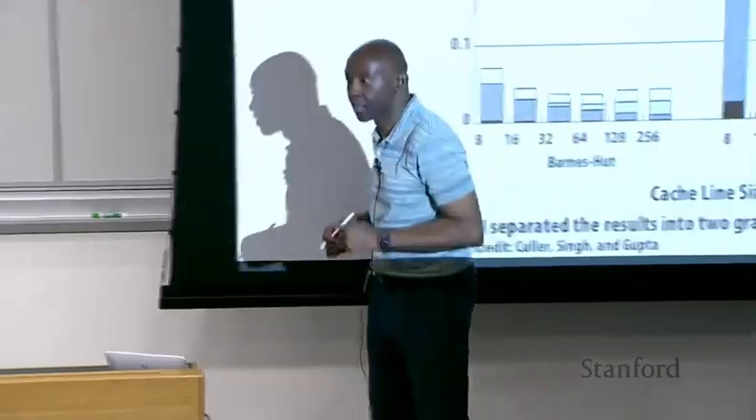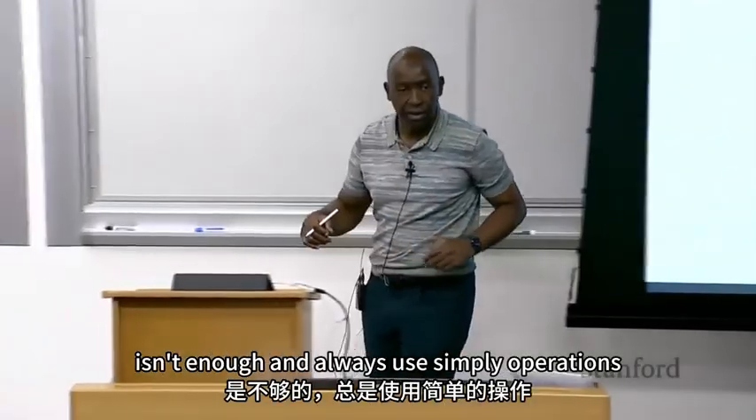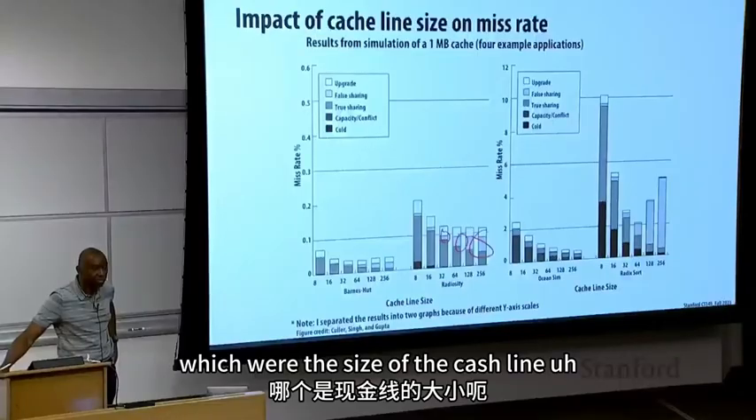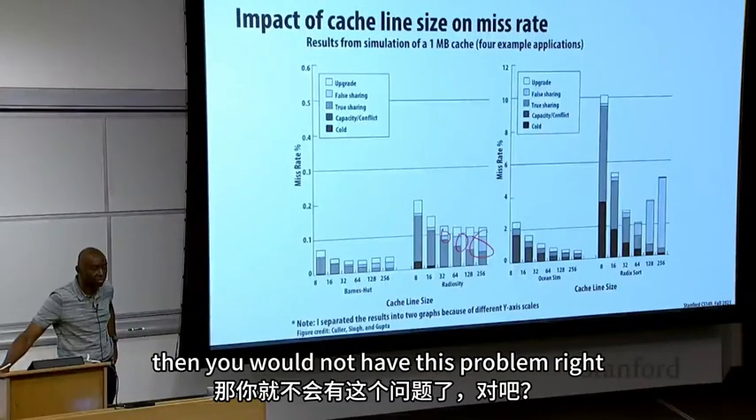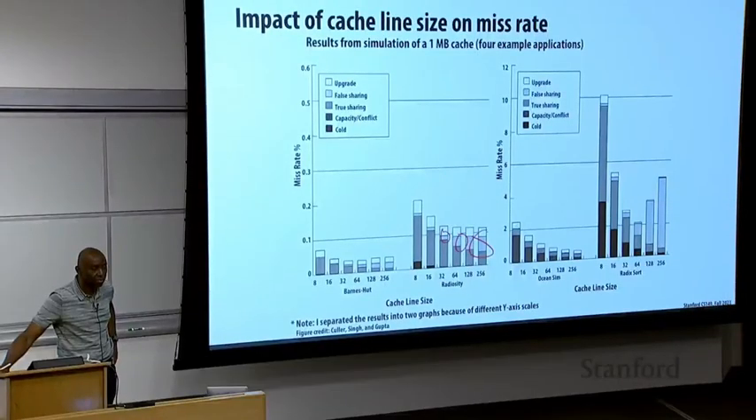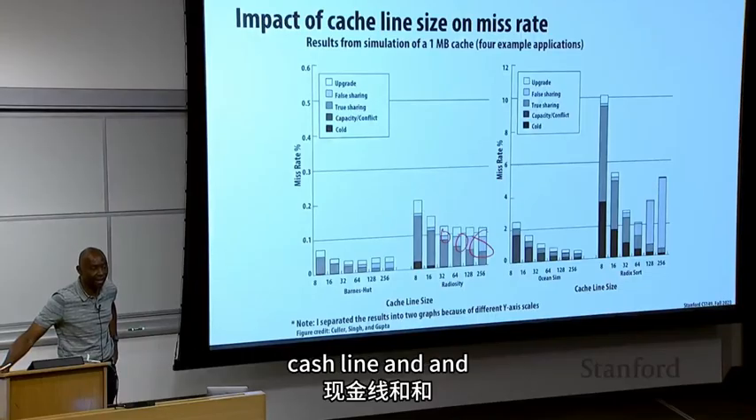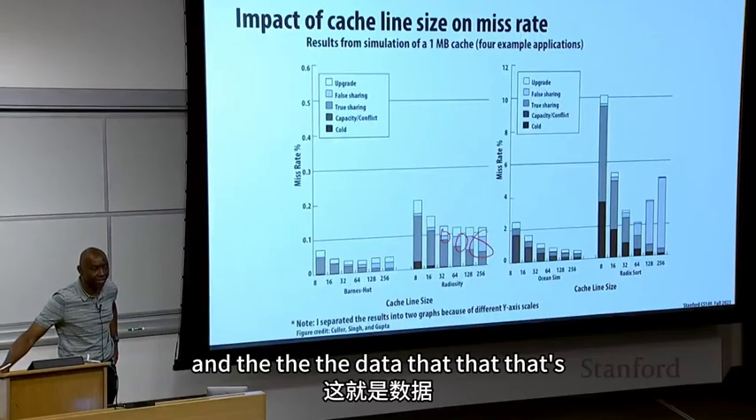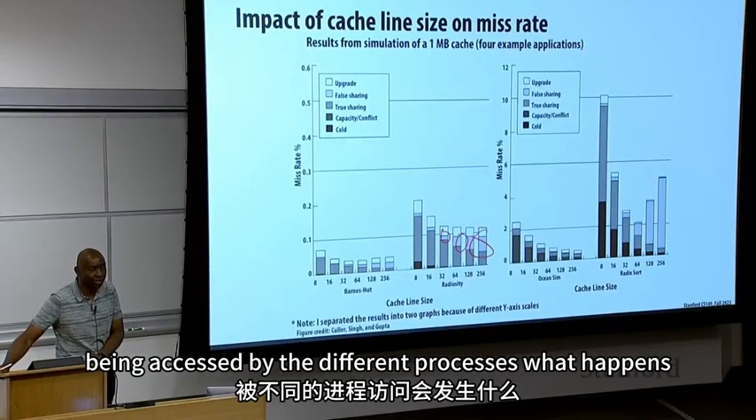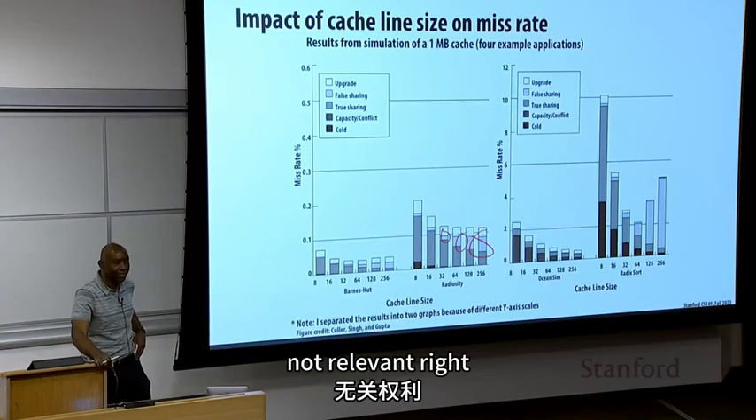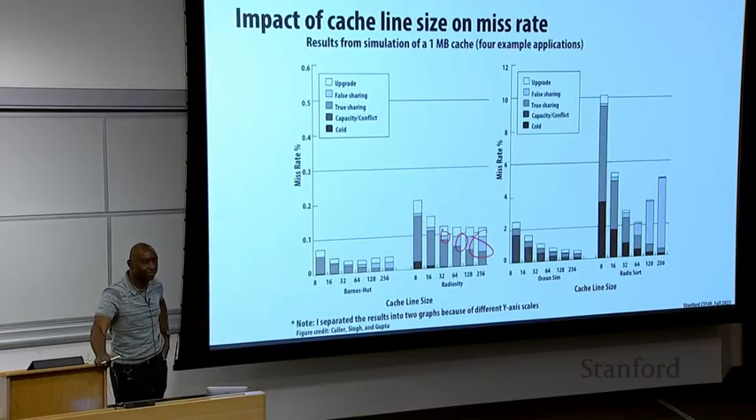Yeah? If you were intelligent enough and always used SIMD operations which were the size of the cache line, then you would not have this problem, right? Well, the false sharing has everything to do with the size of the cache line and the data that's being accessed by the different processors. What happens inside the processor is kind of not relevant, right?